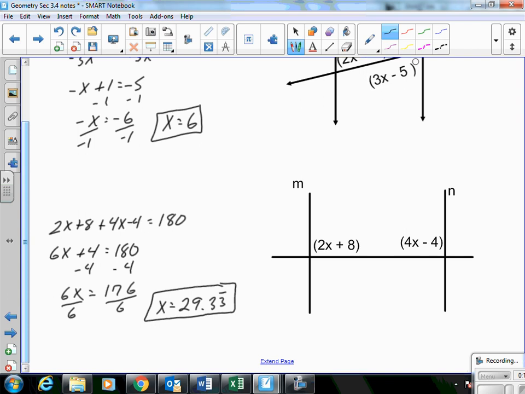Basically, what you have to recognize is alternate interior angles have to be congruent for the lines to be parallel. Alternate exterior angles have to be congruent for the lines to be parallel. Corresponding angles have to be congruent for the lines to be parallel, and consecutive interior angles have to be supplementary. That's the one oddball: if they're on the same side in between the two lines, they have to add up to 180. Everything else you would set equal.